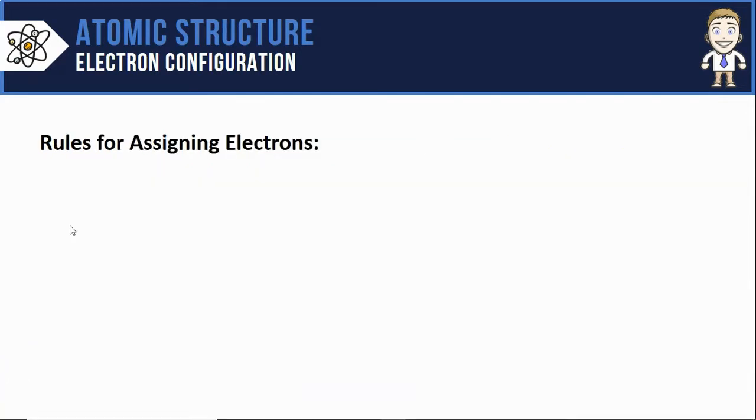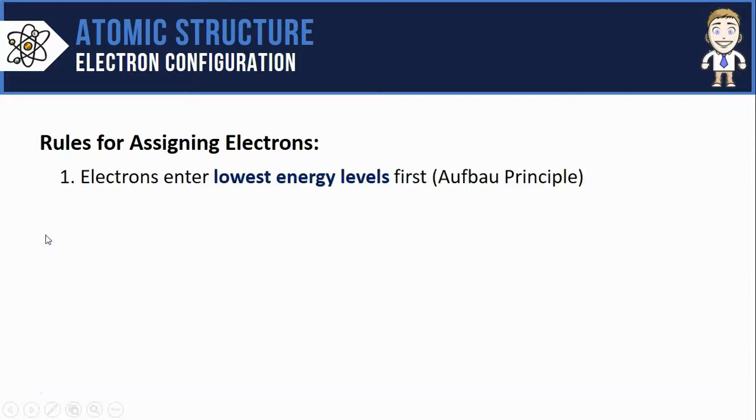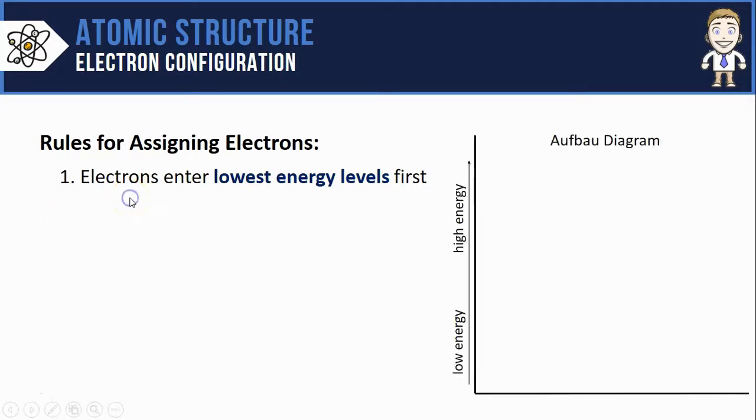So doing this is called assigning electrons, and to make it happen we need some rules. The first rule is called the Aufbau Principle, and it tells us that electrons will enter the lowest energy levels first. This also means that we need a tool to tell which orbitals are lowest in energy. That tool exists and it has a name. It's called the Aufbau diagram.